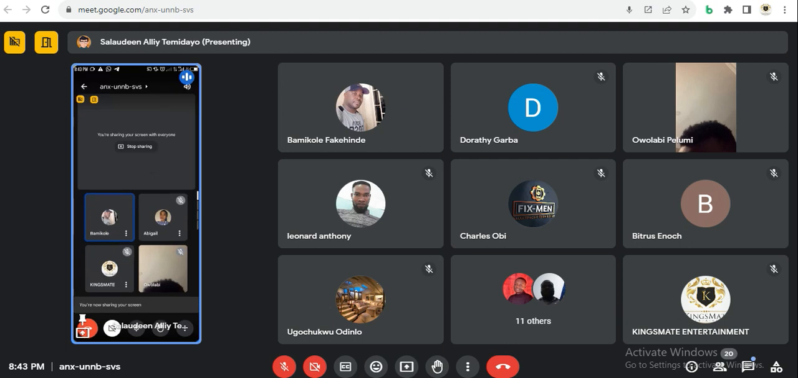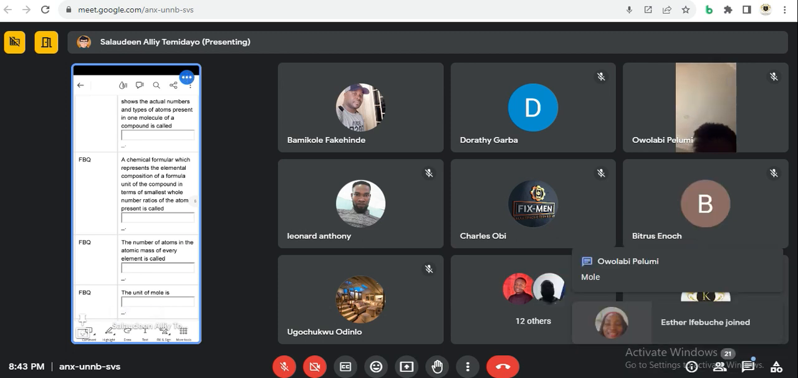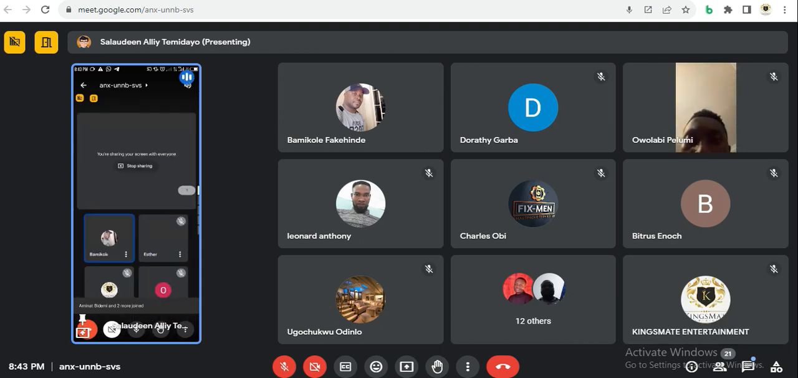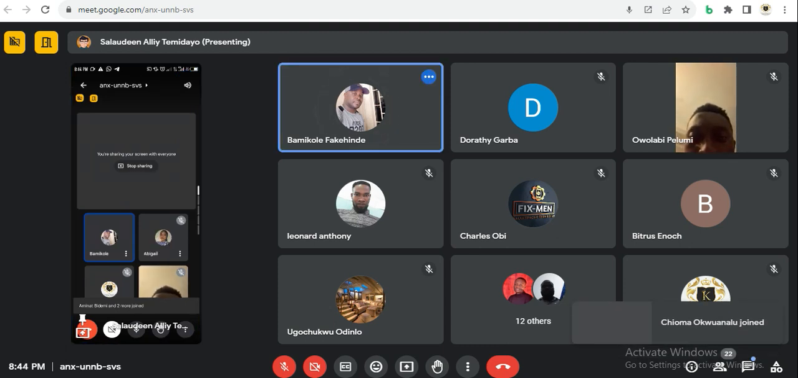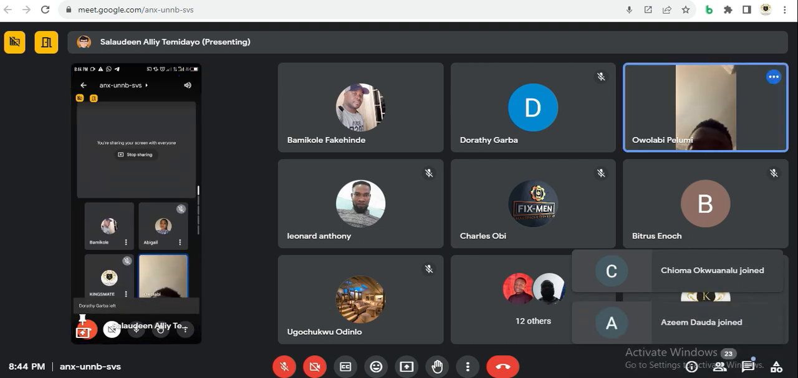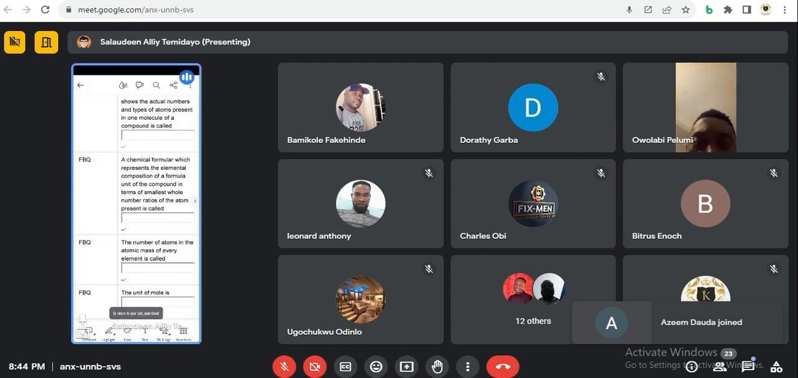The next question is this. I don't want to calculate anything. The number of atoms in the atomic mass of every element is called what? Is there anyone that will tell us? It's showing on my screen. What's the answer? You guys should reply. Mole. The number of atoms in the atomic mass of every element is called mole.